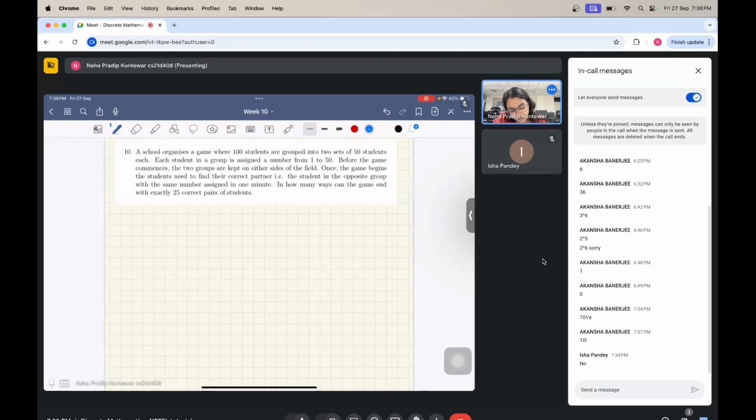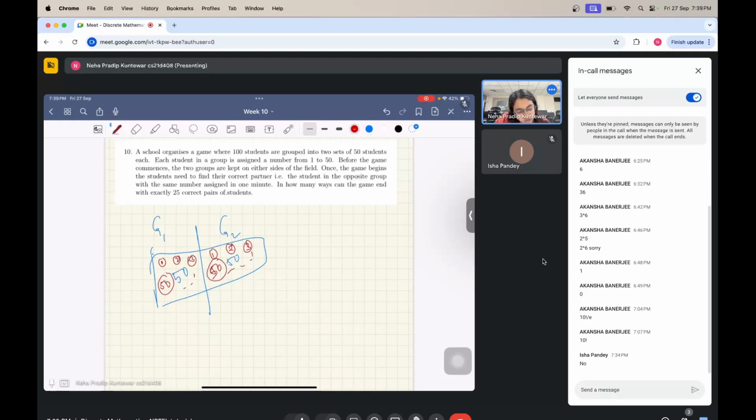So we'll solve this final example for today's session. Let me read this out. There's a school that organizes a game where there are 100 students, and they are grouped into sets of 50 each. So you're going to form two groups, G1 and G2, where the students are divided as 50-50. For each group, the people are assigned numbers 1, 2, 3, and so on up to 50. Similarly, for the other group also, they are assigned numbers 1, 2, 3, and so on up to 50.